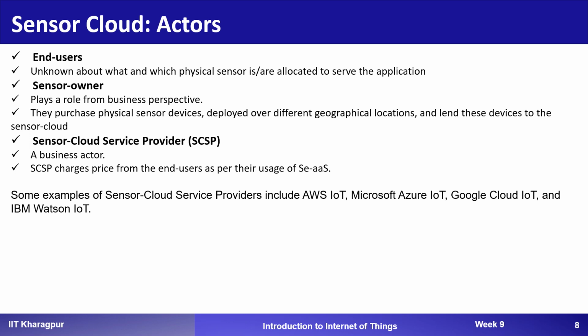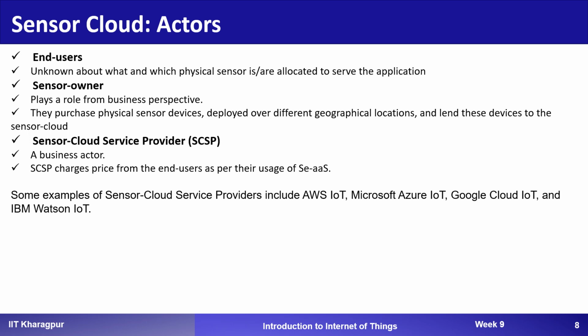The next component is sensor owner. The sensor owner plays a role from a business perspective. They purchase their own sensors, deploy them for a particular application, and charge the end user for the facilities which these sensors are providing. Basically, they purchase physical devices, deploy them over different geographical locations, and lend these devices to the sensor cloud.